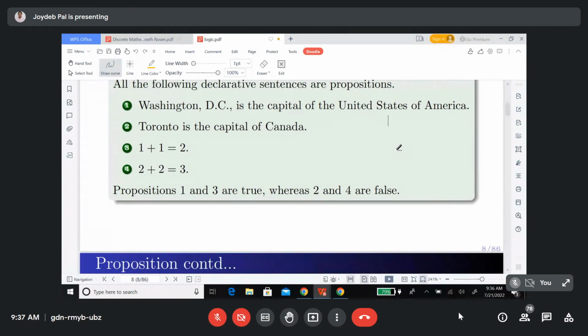But if I write, see, I am writing a new one. I am modifying this. Example number 2. Toronto is the capital of Canada and 1 plus 1 is equal to 2. However, there is no connection between these two, but I can write Toronto is the capital of Canada and 1 plus 1 is equal to 2. So what type of proposition it is? Compound. Because it is a combination of two atomic propositions, right? So it is a compound proposition.